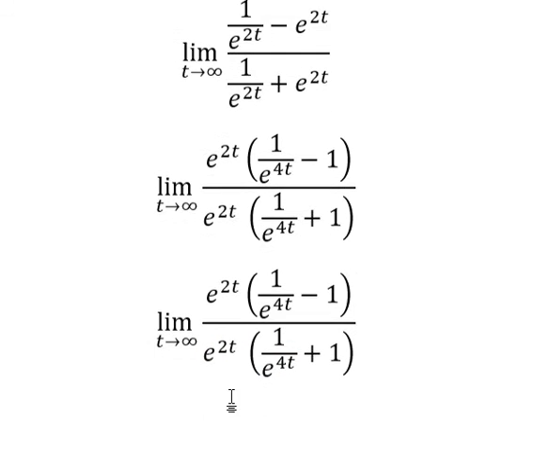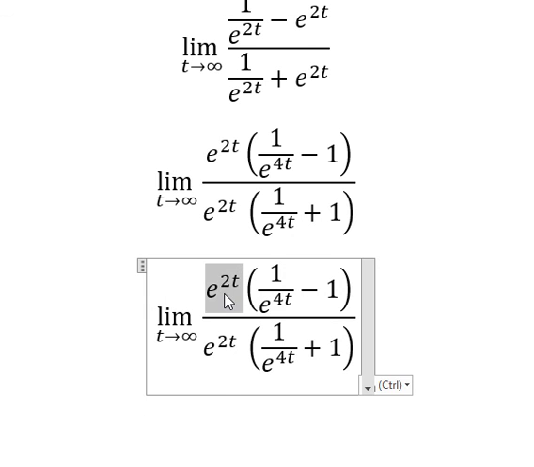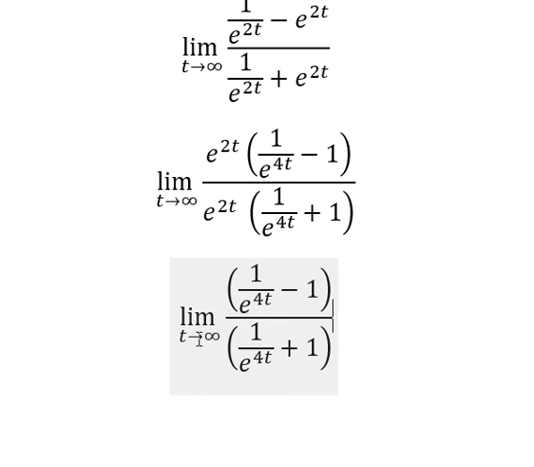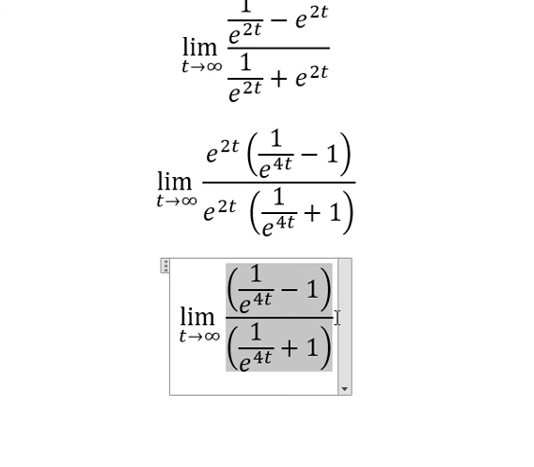Now we simplify this one. When t approaches positive infinity, this one will go to positive infinity. 1 divided by positive infinity, you get 0. And now we have the final answer.